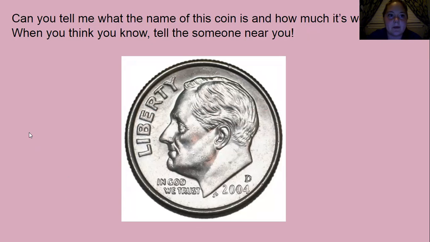Look at this coin. Can you tell me the name of it and how much it's worth? Think about it for a second, and when you think you know, whisper it to someone next to you. Go ahead and do that now. I heard a couple of you say it. Let's see if you were right.